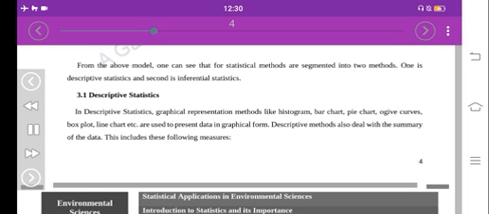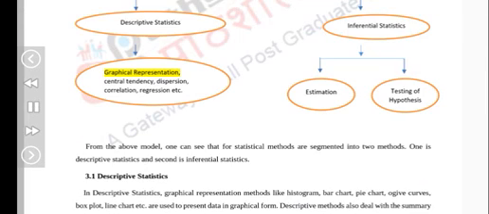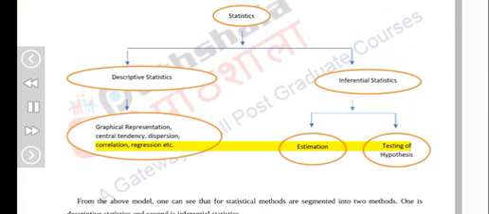Statistics. Descriptive statistics, inferential statistics. Graphical representation. Central tendency, dispersion. Correlation, regression, etc. Estimation, testing of hypothesis.